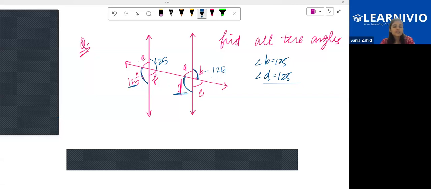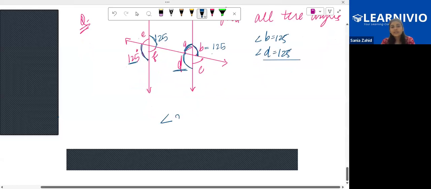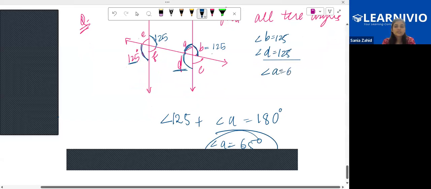How will you find angle A? See, you have 125 and A. What are these angles? These are basically interior angles on the same side. So what was the property? Were they equal? Like, is 125 and A equal? No, ma'am, but the sum is 180. Yeah, very good. So 125 plus angle A gives you 180. So angle A is equal to 180 minus 125. What is 180 minus 125? 65. So angle A is 65 degree.